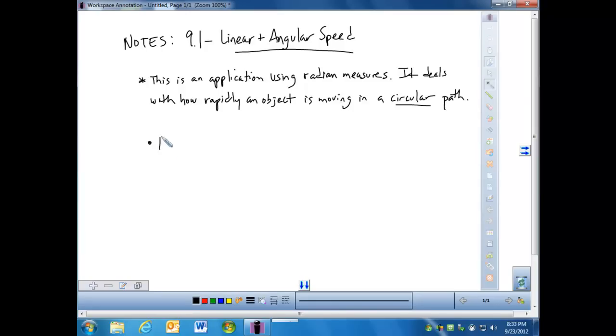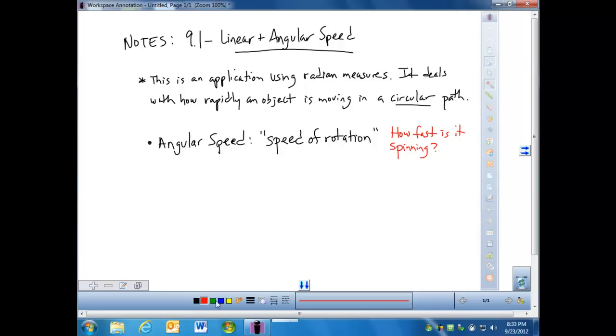All right? So the first idea we'll look at is angular speed. Angular speed is the speed of rotation. What that really means is how fast is the object spinning. So we're really not talking about how fast is it moving along its path, but how fast is it spinning about that point. You can think about it as how many degrees or radians or revolutions it is making within a particular time.